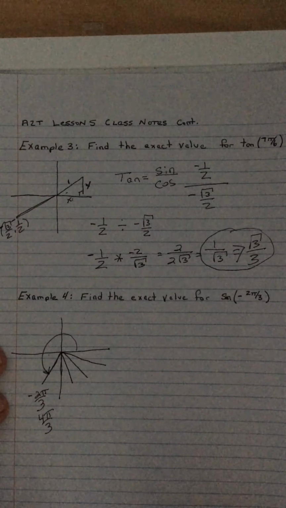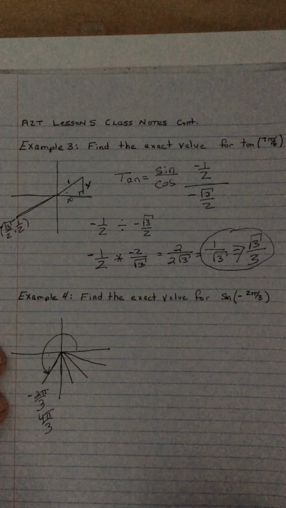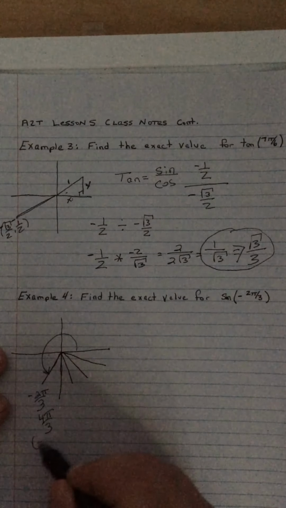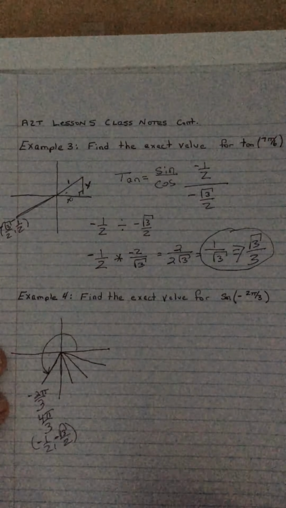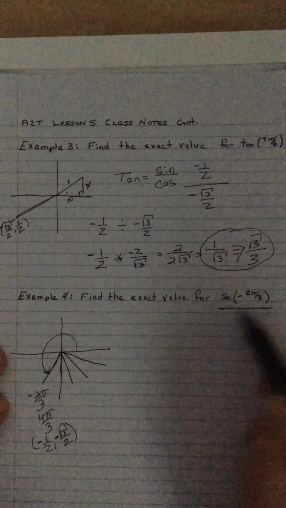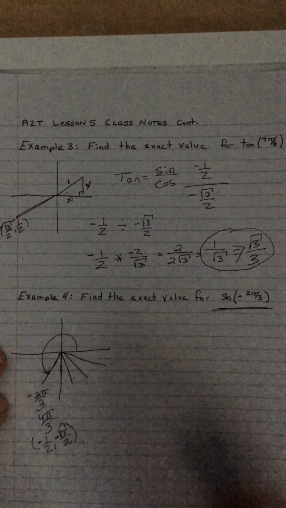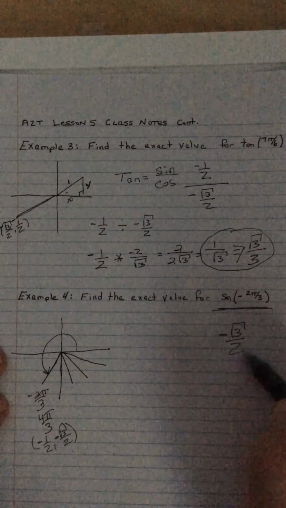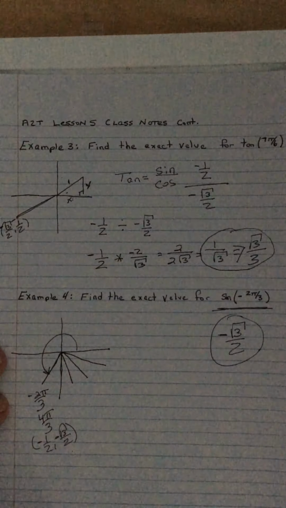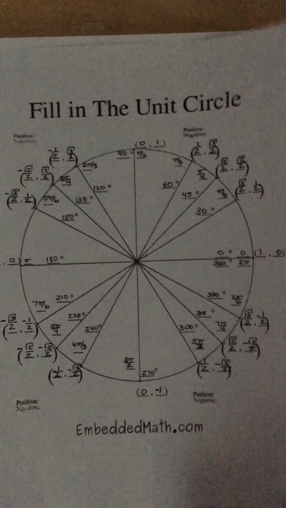So on your unit circle, if you look that up, you're going to be at negative 1/2, negative root 3 over 2. We asked for the sine, so that's the y value. So your answer should be negative root 3 over 2. Again, completed unit circle.